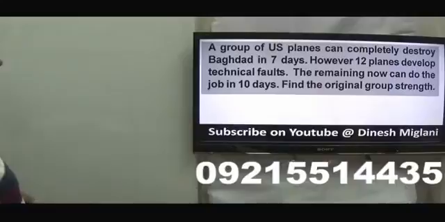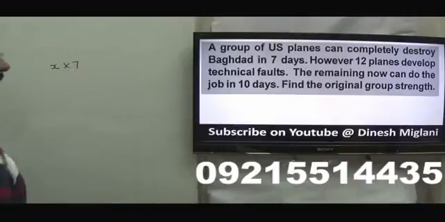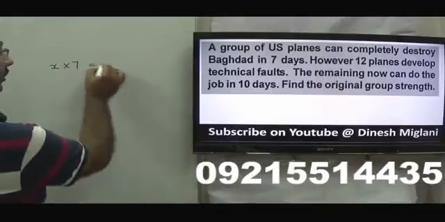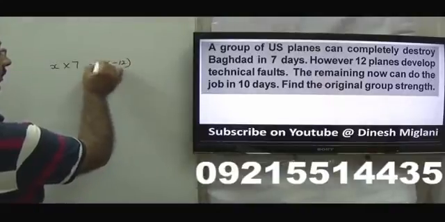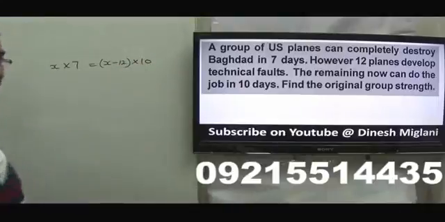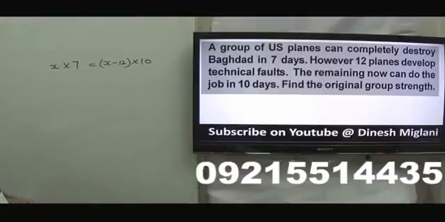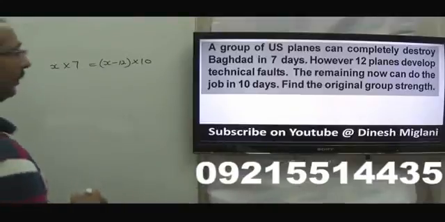Let us say the original strength is equal to X, and they can work for 7 days. The total work is the same, meaning they have to destroy a particular place. In that case, 12 are at fault, so X minus 12 is my total planes, and my number of days is equal to 10. That is the same formula that I earlier told you: men into days into hours into efficiency by total work. I have to find the value of X.